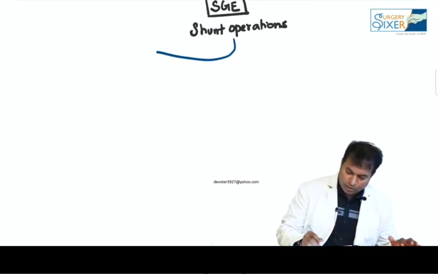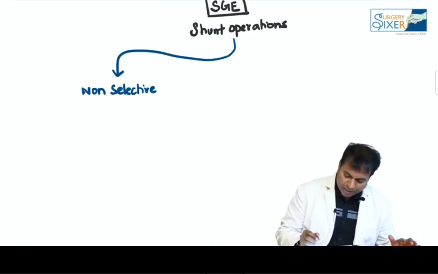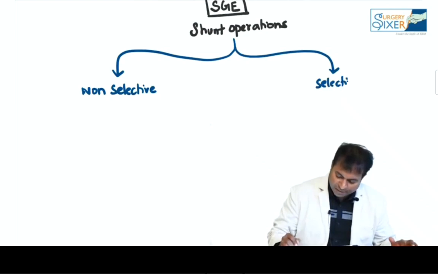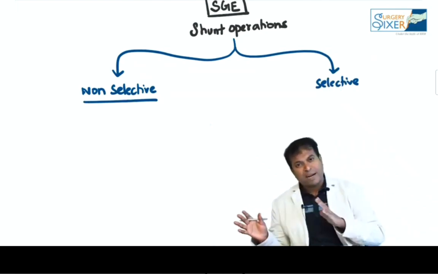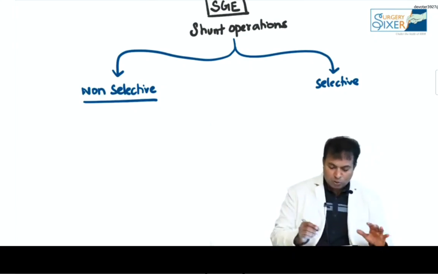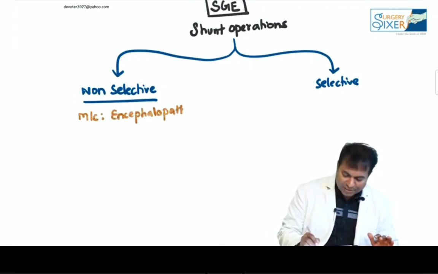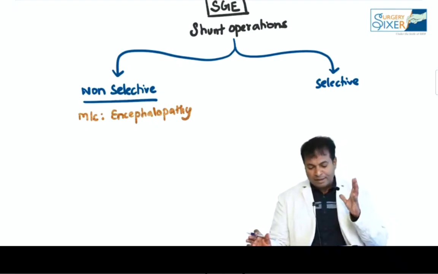Please don't forget, there are two types of shunt operations: non-selective shunt operation and selective shunt operation. In non-selective shunt, the entire blood from the portal vein is directed towards the systemic circulation, so there is no metabolization in the liver. So they have the most common problem, encephalopathy. That is known as non-selective, and they get encephalopathy.